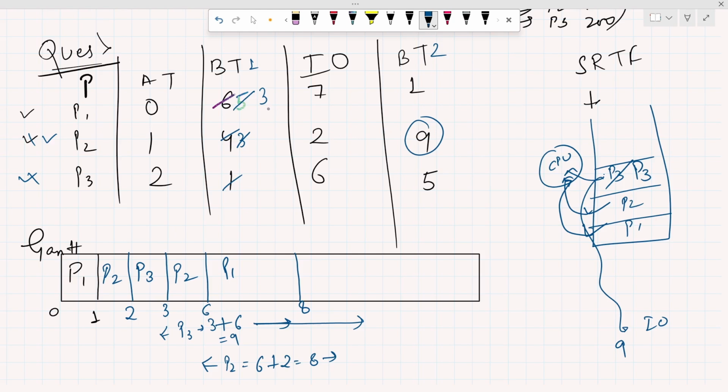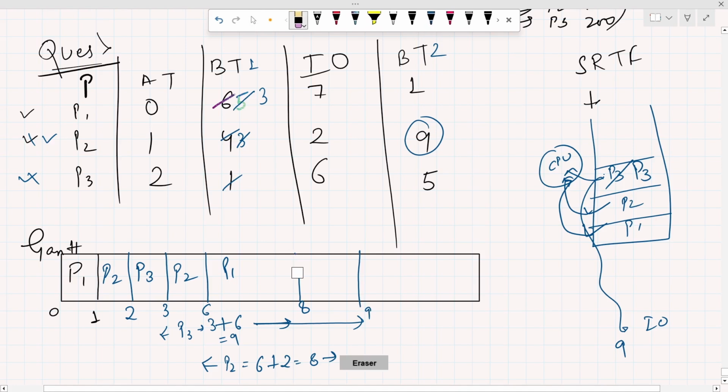P1 process basically has the lowest burst time. So again, P1 process will get the CPU, and P1 executes till 9. Why execute till 9? Because at 9, P3 process also comes in the ready queue, and at 9 the burst time left is 2, because we executed one unit from 8 to 9. So the burst time left for P1 is 2.